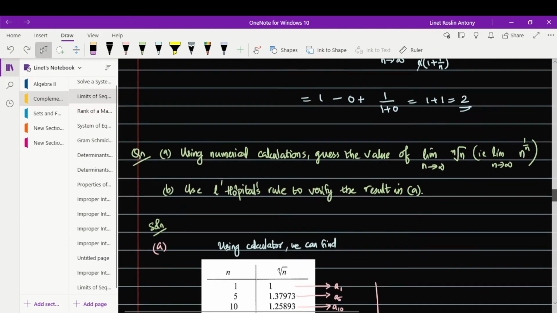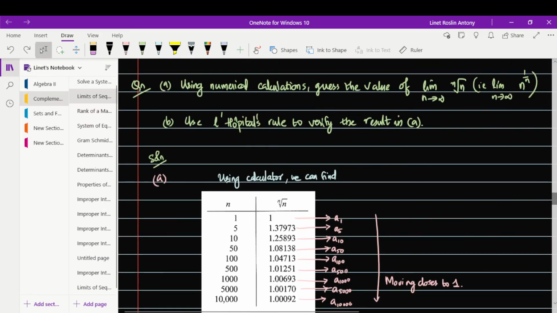Now, the next question is, using the A part, using numerical calculations, guess the value of the limit as n tends to infinity of the nth root of n. That is, the limit as n tends to infinity of n raised to 1 by n. Both are the same. And in the B part, we have to use L'Hopital's rule to verify the result we get in A.